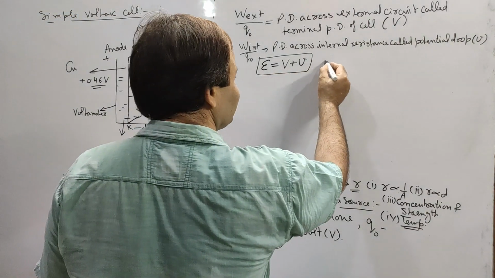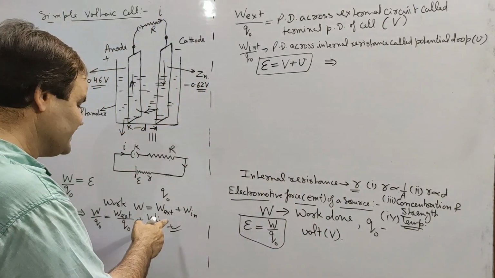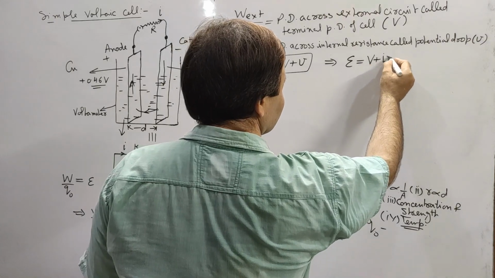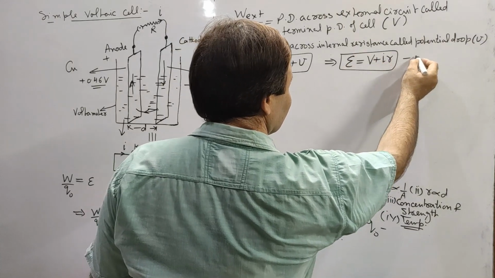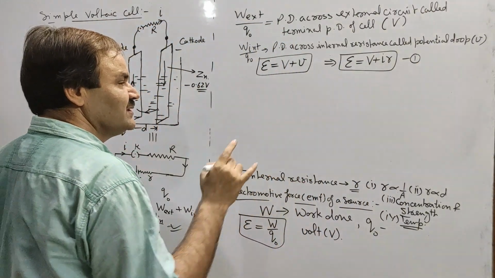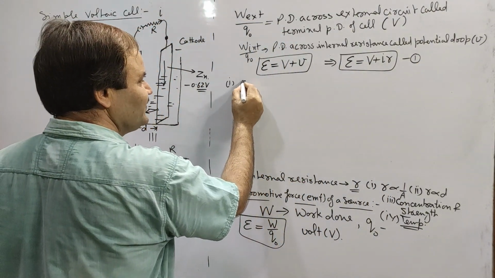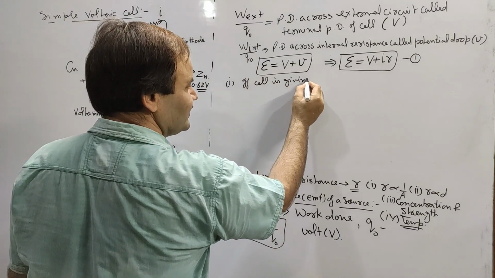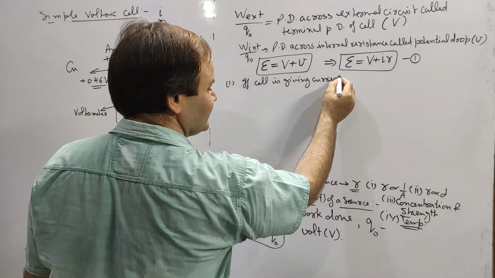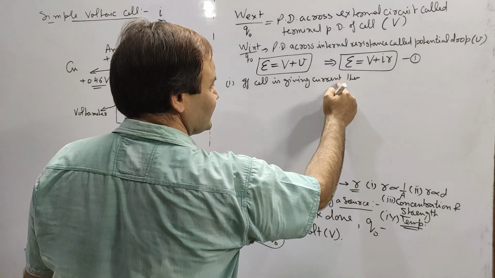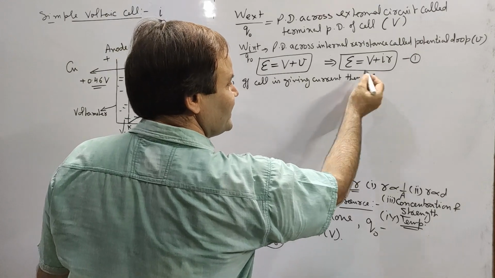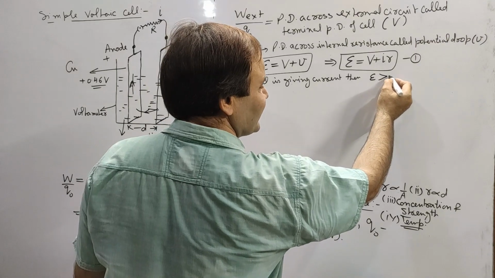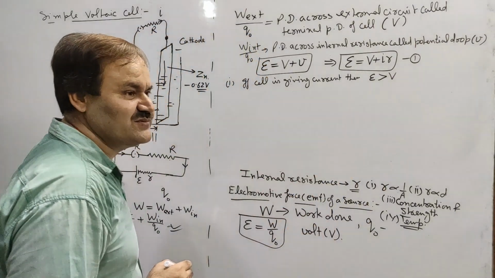So it means if current flowing through the interior of the cell is I, then we can write E is equal to V plus Ir. And from this relation, we can say that if cell is giving current, then E will be equal to V plus Ir. EMF of the cell will be greater than terminal potential difference of the cell.